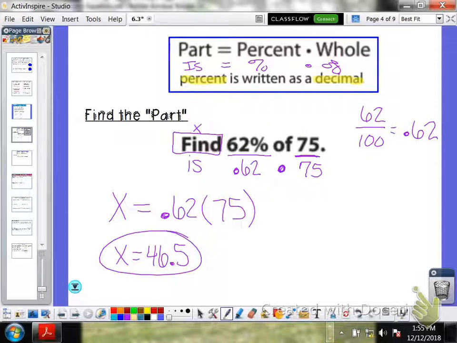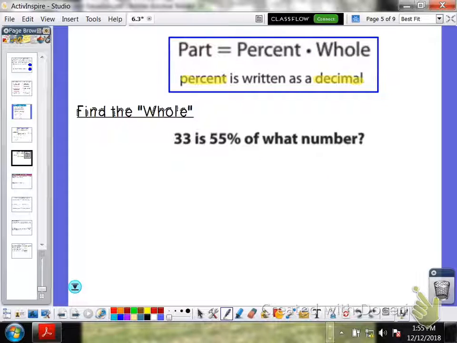We don't have to do anything else to this because we're not finding a percent. We're finding that part of that number. So if we take 62% of 75, that's the part that we will get, 46.5.